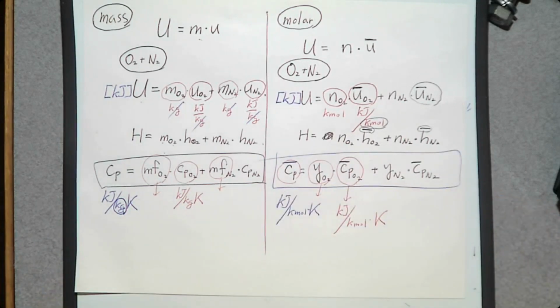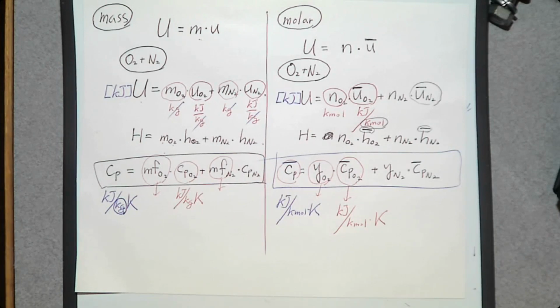So that's how we determine a mixture property. If it is an intensive property, such as specific heat, we need to use mass fraction or molar fraction. If it is an extensive property, such as U and H, we can use just mass and the number of moles. Okay? So that's everything about what we need to know between the conversion.